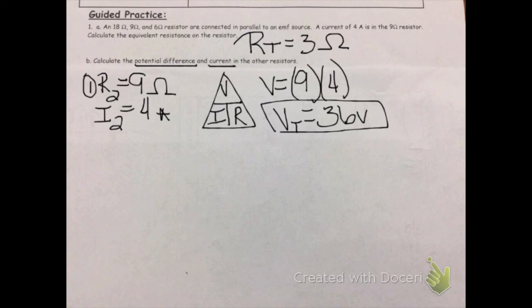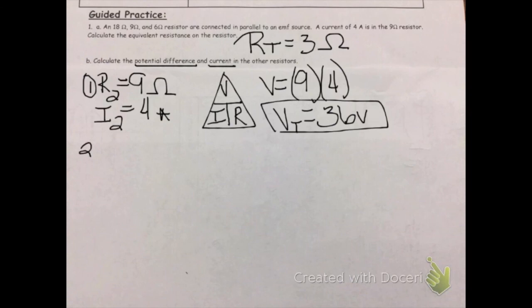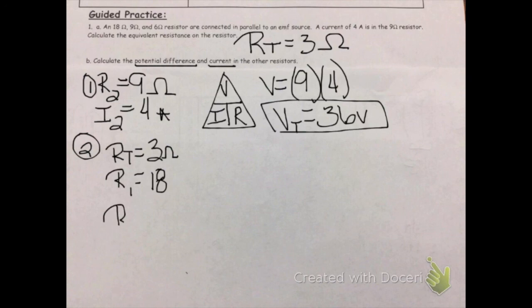That's going to come in handy. Now we can solve the rest of them. This will be the second step. We know that RT equals 3, and we know that R1 is equal to 18, and we know that R2 is equal to 9, and we know that R3 is equal to 6. We know this because it tells us that right here.